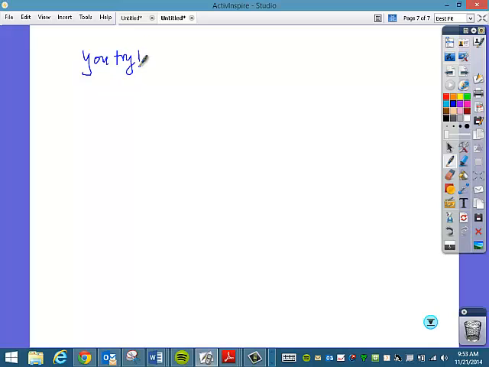If you tried this one, pause your video, write this down on your own paper. Graph y equals (x minus 2)(x minus 3) over (x minus 3)(x minus 4). Pause your video, graph this, try this on your own. Okay.